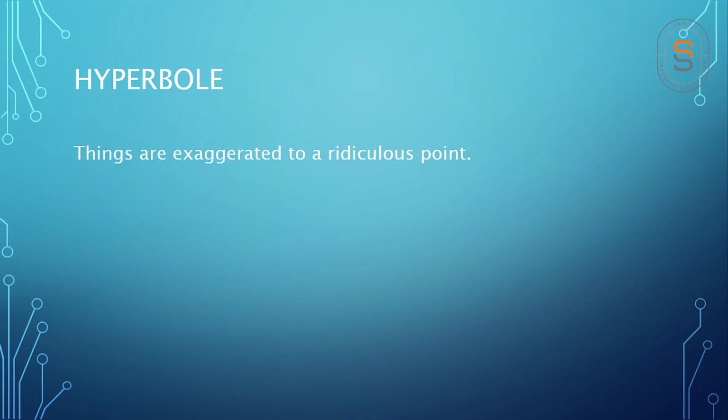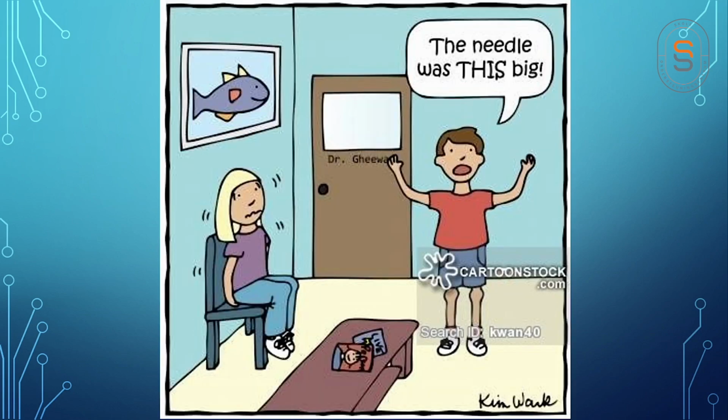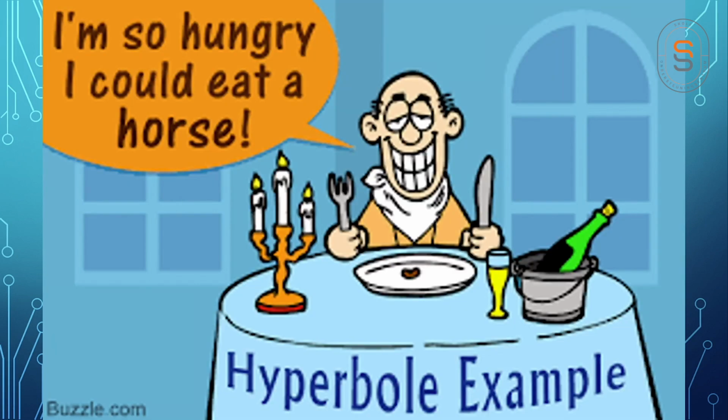So things are exaggerated to a ridiculous point, over-exaggeration to a ridiculous point. If we look at the example, this little boy was in the doctor's office and he just came out and he says the needle was this big, and you can see by the way he is holding his hands how big that needle was. That's impossible. So he is over-exaggerating up to a point that it is ridiculous. The next one, I'm so hungry I could eat a horse. He's not really going to eat a horse. It just is to emphasize how extremely hungry he is.